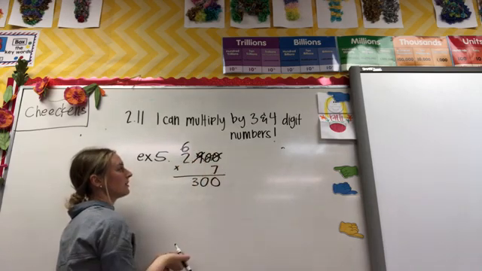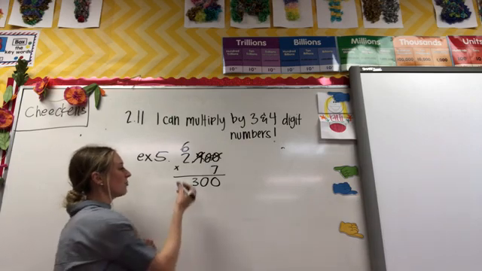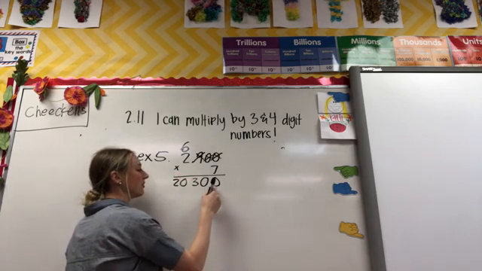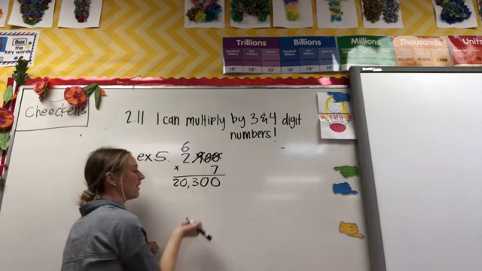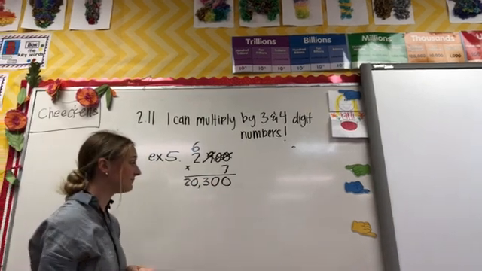7 times 2 is 14 plus 6. 15, 16, 17, 18, 19, 20. I count over 1, 2, 3. Put my comma in. And my answer is 20,300.